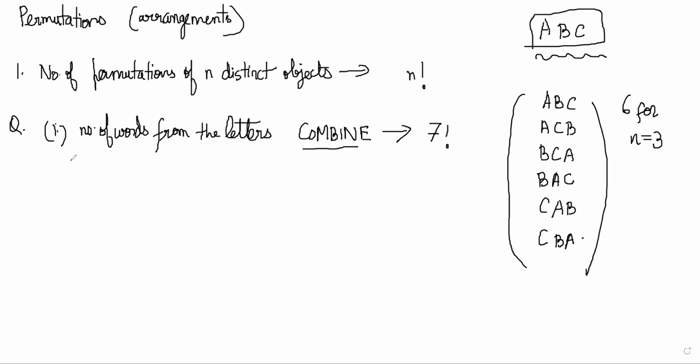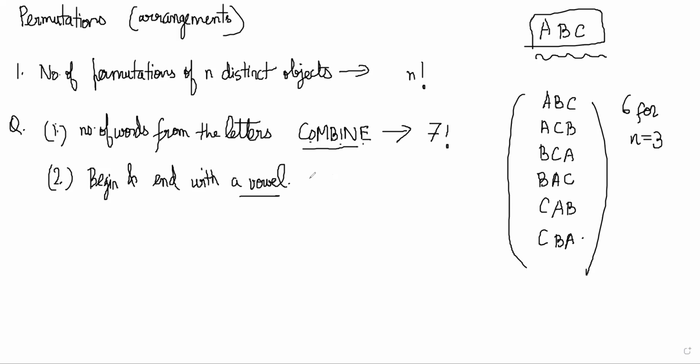Correct. So suppose you had some restrictions: words have to begin and end with a vowel. How many vowels do you have here? O, I, E, right? Correct. So you have to begin and end with a vowel.